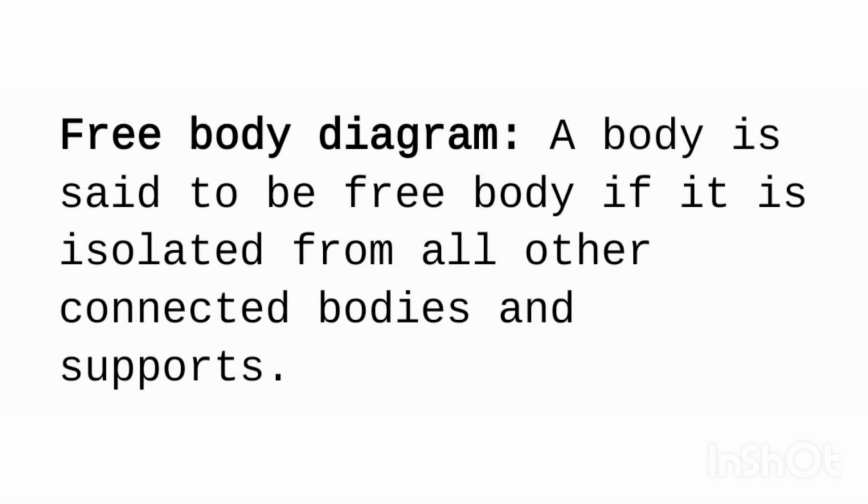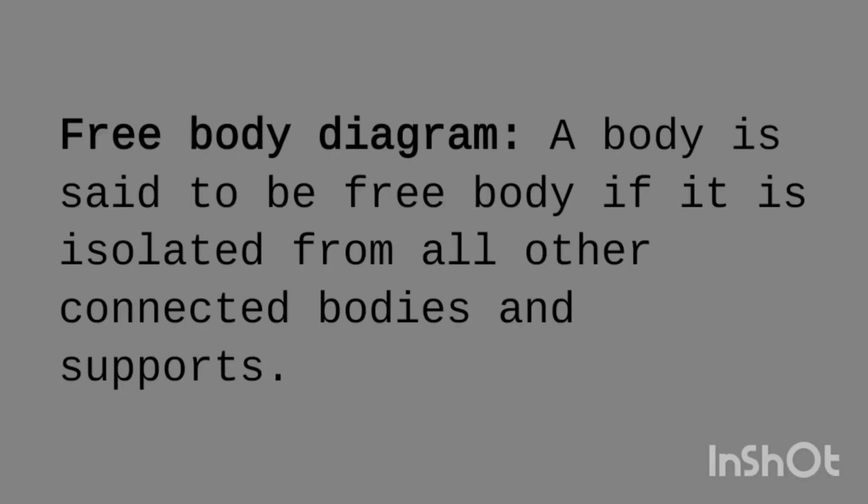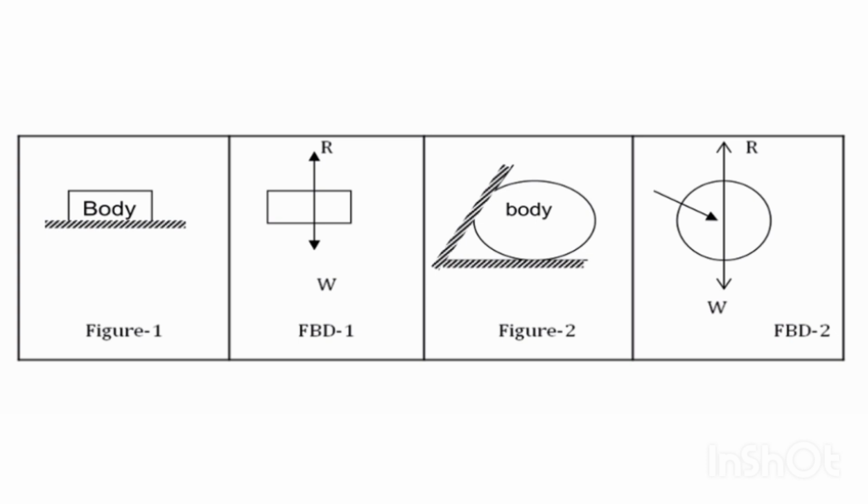Now another term is free body diagram. In mechanics, what is a free body diagram? A body is said to be a free body if it is isolated from all other connected bodies and supports. Suppose this is figure 1. This is a body on some plane. The free body diagram is like this. Just forget about the plane on which the body is sitting. We have to draw just the action force W and the reaction force R.